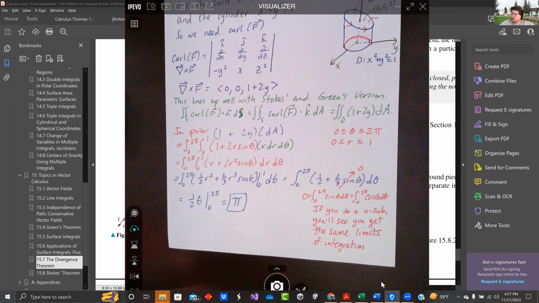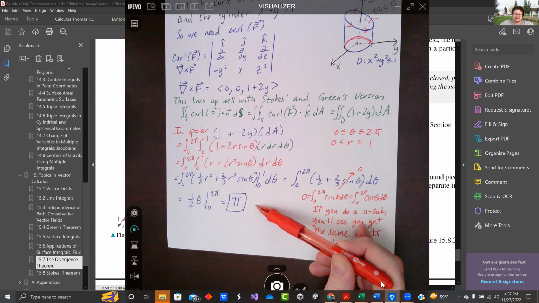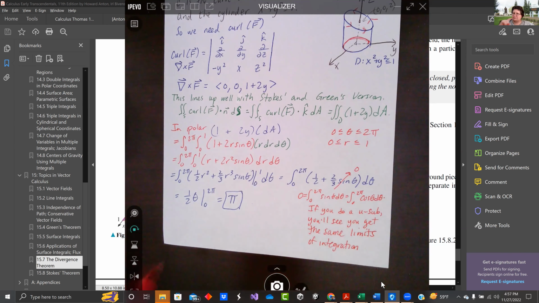We got pi. What does this tell us? The field is not conservative, because we did a full loop around the curve and did not get a value of 0, which means it is not a conservative vector field. Just keep that in mind, tying this all together.